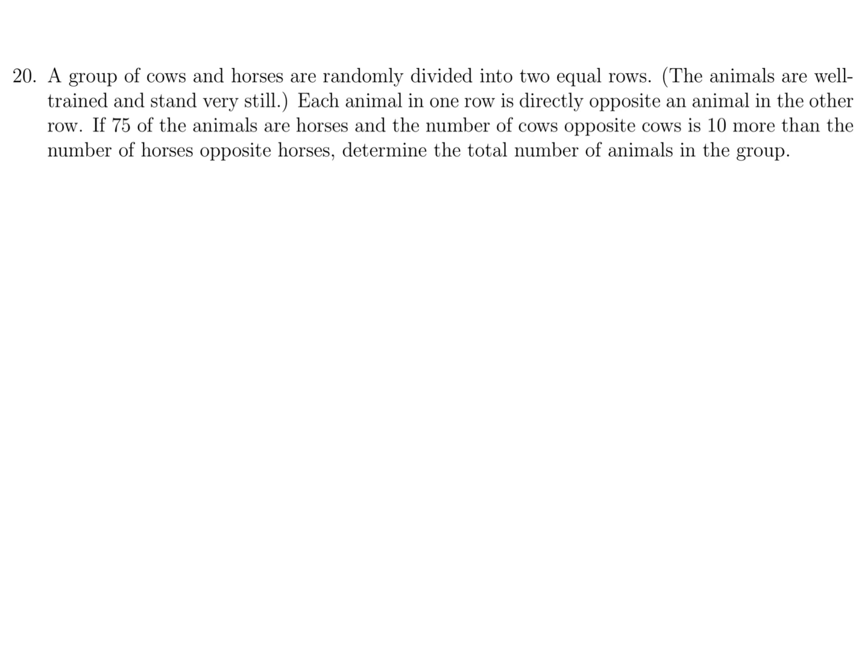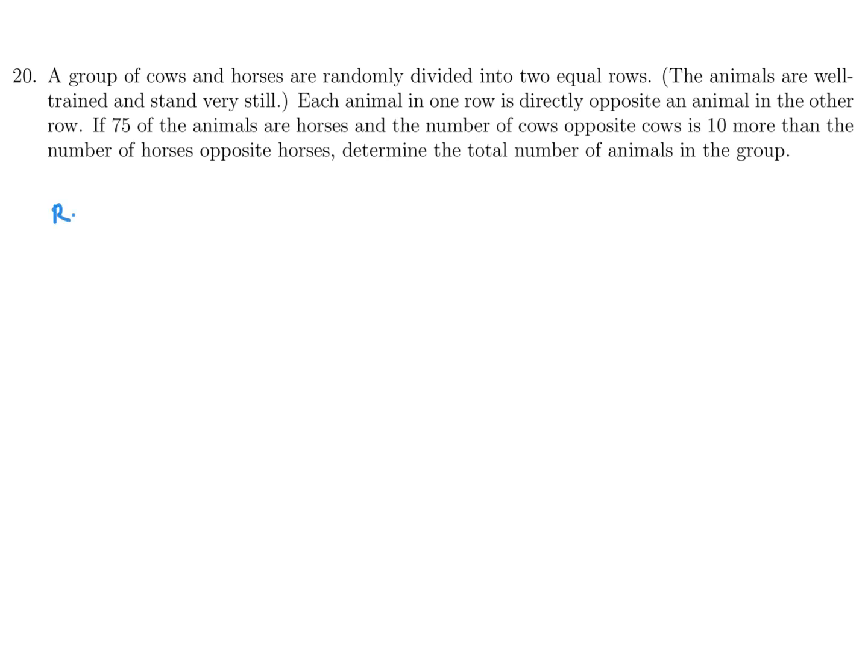A group of cows and horses are randomly divided into 2 equal rows. Each animal in one row is directly opposite an animal in the other row. If 75 of the animals are horses and the number of cows opposite cows is 10 more than the number of horses opposite horses, determine the total number of animals in the group.